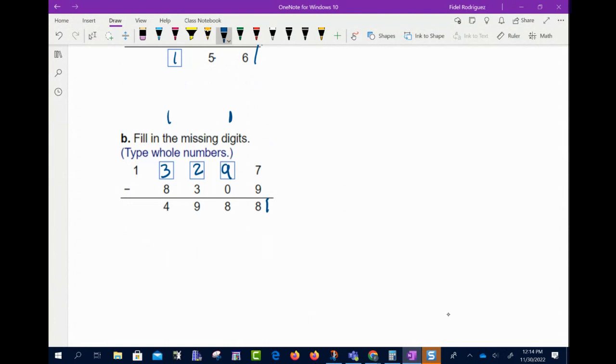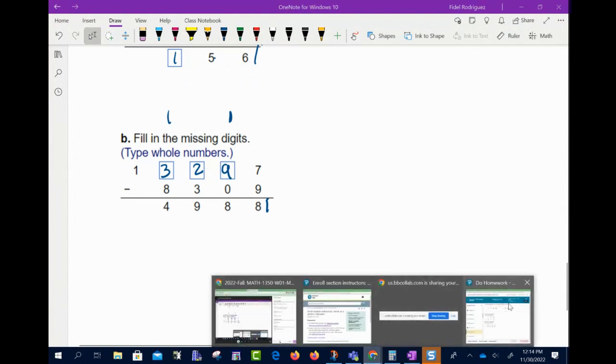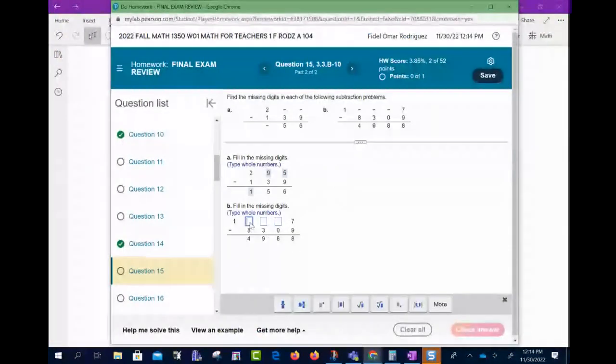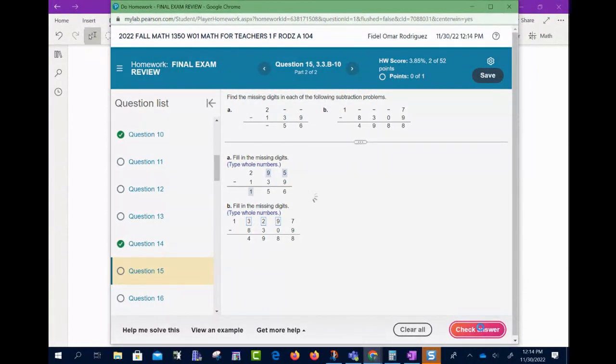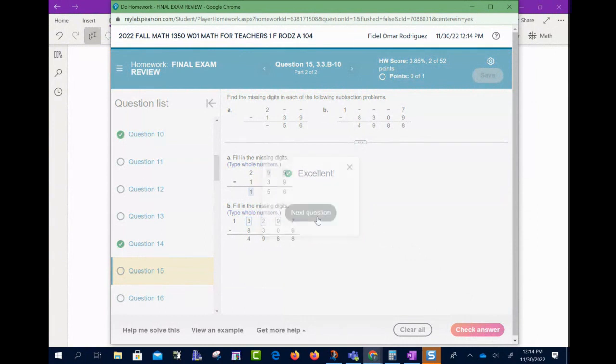So here, guys, I'm just going to put 3, 2, and 9. Those are the numbers that I'm missing. So let's come back this way, and let's write 3 and 2 and 9, and we'll check our answer, and we got it, okay?